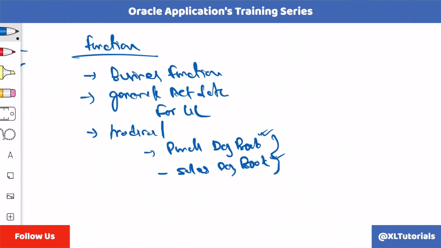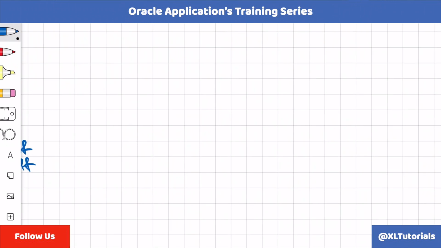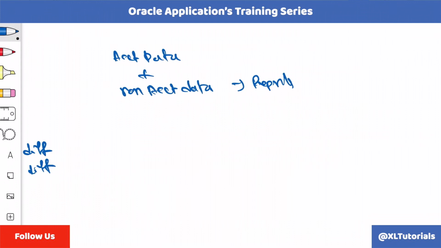Similarly, a sales day book records various kinds of sales that a business is doing, and the format of these books is different. They don't conform to the traditional journal format. That is the critical difference between a subledger and GL: it has accounting data plus various non-accounting data which is useful to generate various reports at the subledger level.